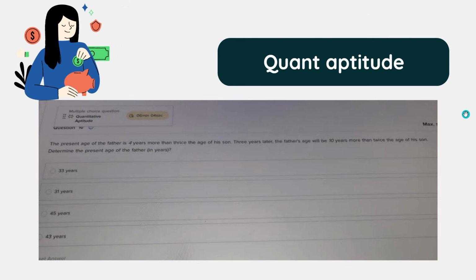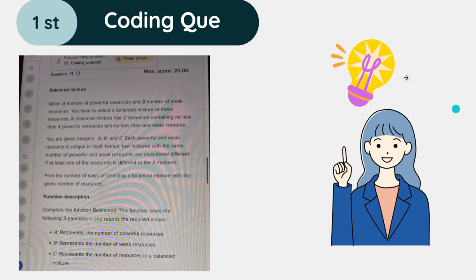Okay, now we are going to see the coding question, the first coding question. See here, these 5 questions you have to complete within a certain time limit. Then the remaining 60 minutes are for these 3 coding questions.